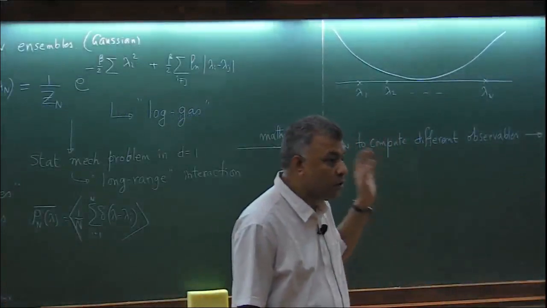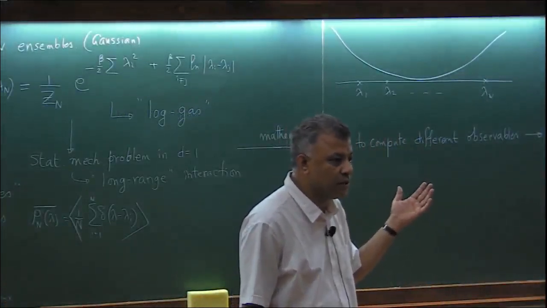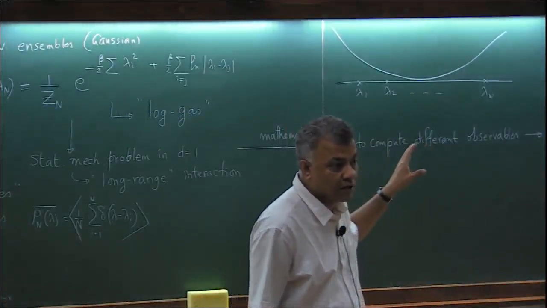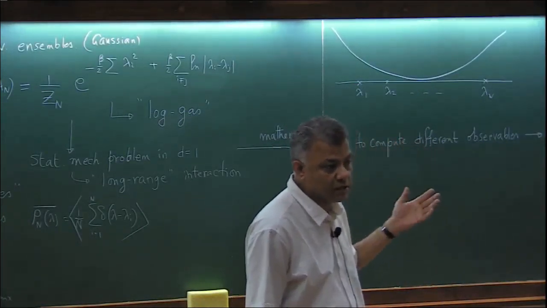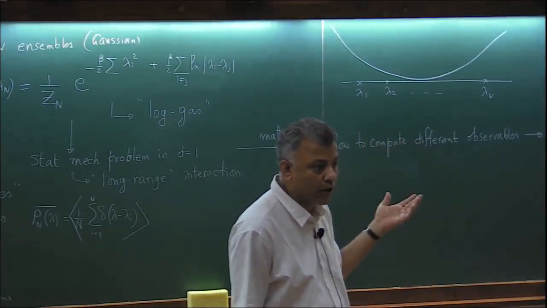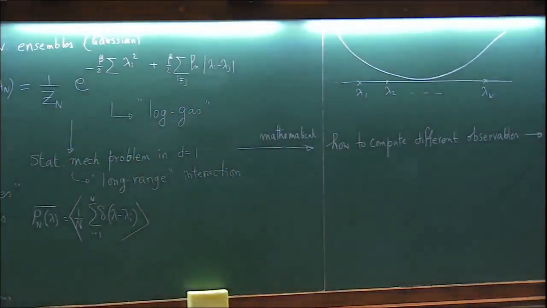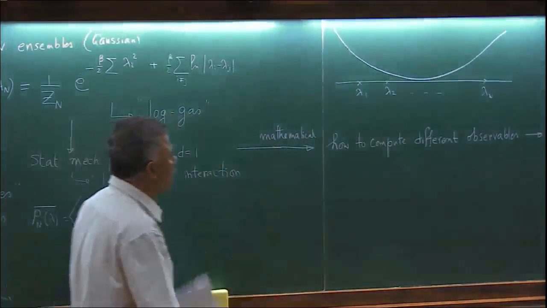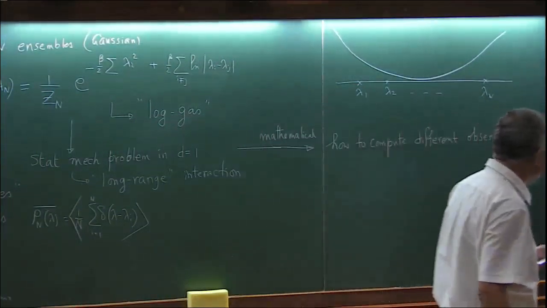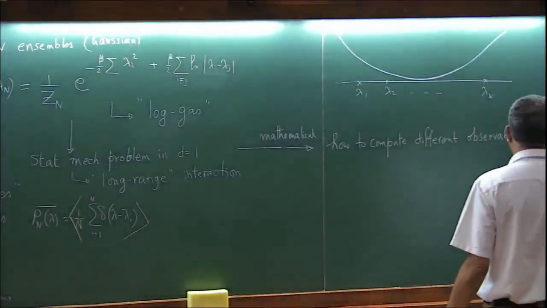If you have a long-range system, your free energy or energy is not going to be extensive in n. It will actually be n squared. We'll see that in a minute. So this is the sort of problem, so we have to find some new techniques. There are two approaches, which I just mentioned first.